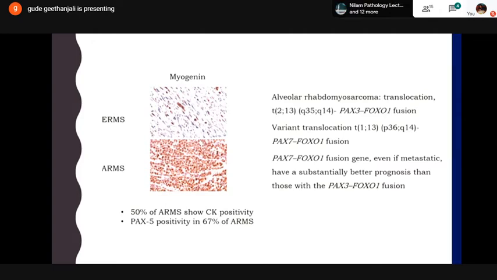And genetically, alveolar RMS has a translocation of 2;13 and 1;13. 13 is the FOXO1 gene, 2 represents PAX3 and 1 represents PAX7. And the presence of translocation 1;13 with PAX7 has a much better prognosis than those with PAX3-FOXO1.